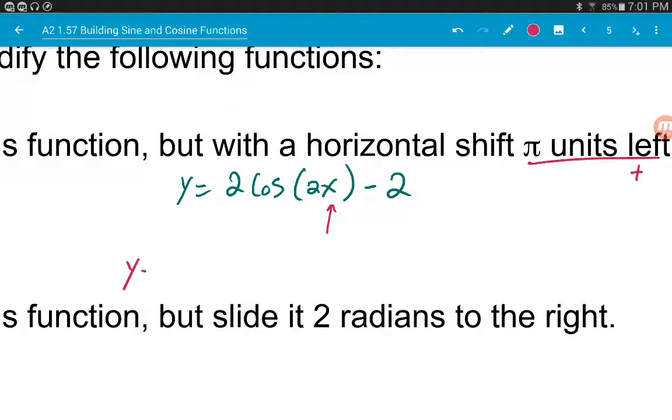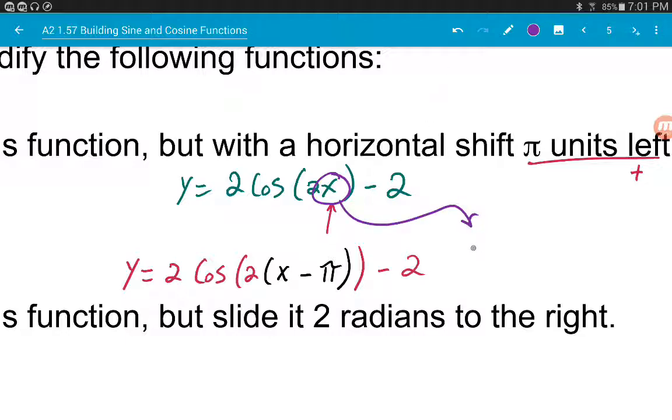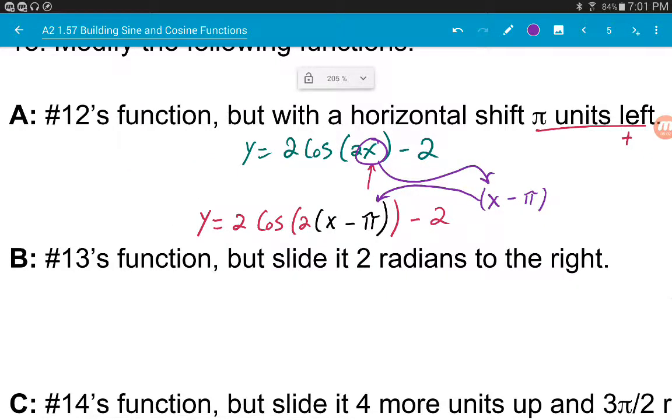So I'm going to rewrite this: y equals 2 cosine of 2 times x minus pi instead of regular x, minus 2. So all I did was I took the x and I changed it into an x minus pi, and then I put that right in the spot where it came from. And that's all you do to make changes, to make shifts.